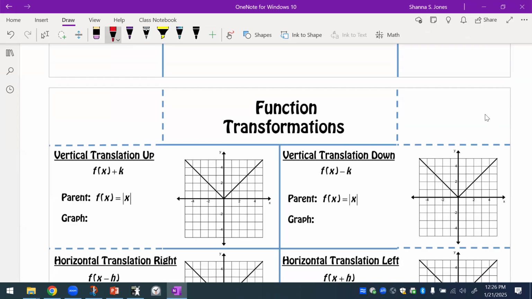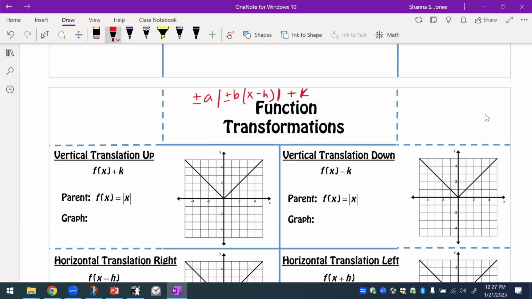So ultimately, our transformation function looks like this. It would be plus or minus an a value, and then we would have absolute value, plus or minus a b value, meaning that it can be positive or negative, parentheses, minus an h, close parentheses, absolute value, plus a k. Okay? So we're going to learn what each one of these variables do.